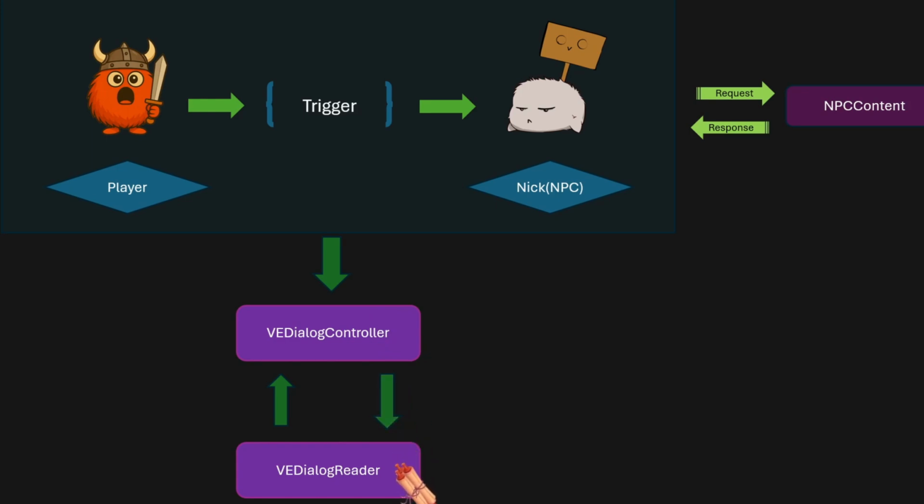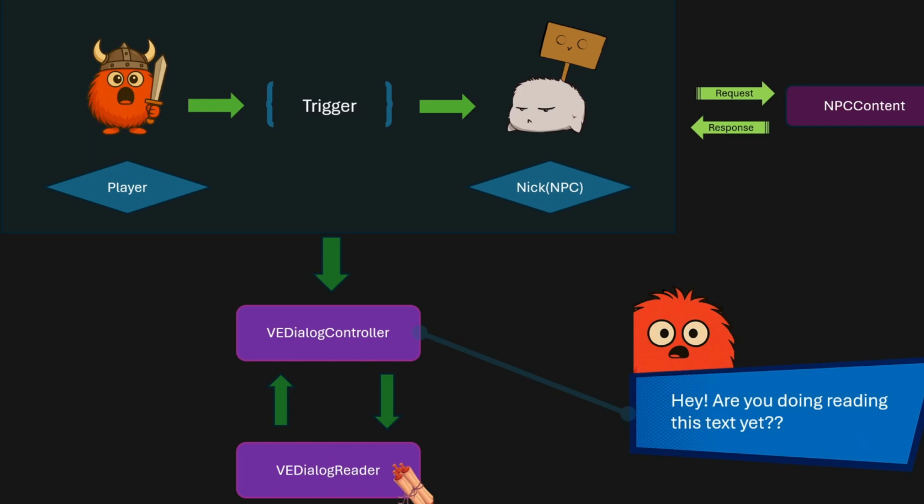If the controller manages the flow, the reader reads the data and passes it back to the UI to display. This creates a nice clean separation of controller, logic and flow, and reader, data and display. To move the dialog forward, the player then needs to interact by pressing a button or a key that tells the system, hey, I'm done reading this one, let's see the next line. And from there, the system cycles between the controller and the reader, pulling the content, passing it back to the UI, and waiting for the player to proceed. Now that you've seen the concept, let's jump into Unity and start building it together.